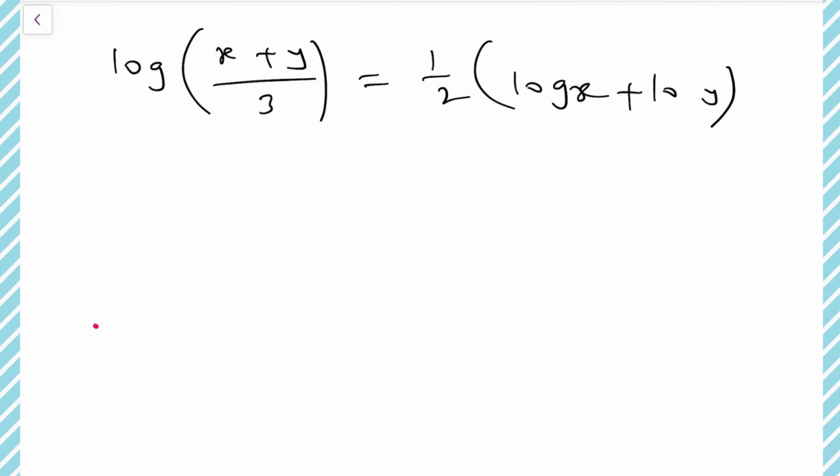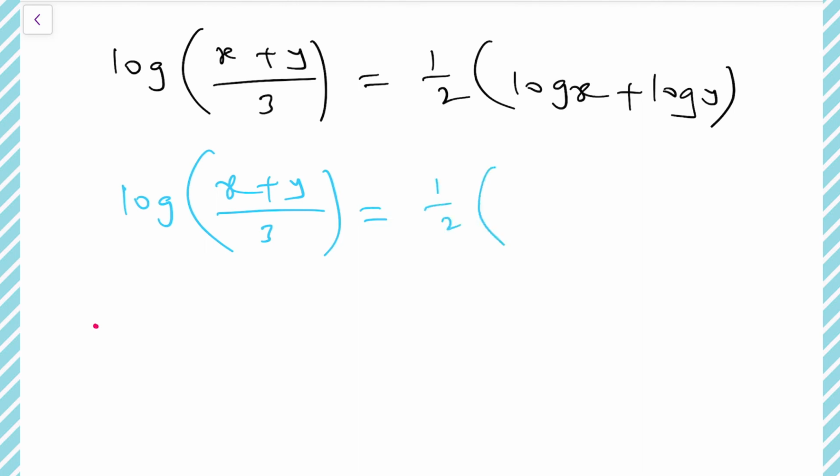So I won't do anything to the left side part. I'll keep the left side part as it is because log is already separated from the remaining. Log of (x plus y)/3 equals, now half into log x plus log y. It is in the form of log a plus log b. So plus means it will become multiplication: log xy.